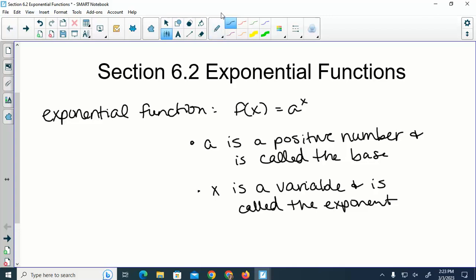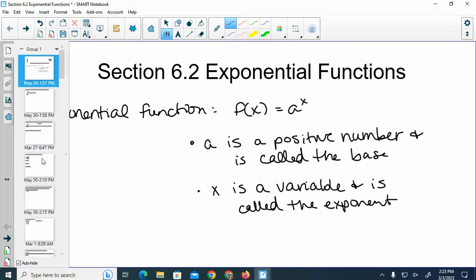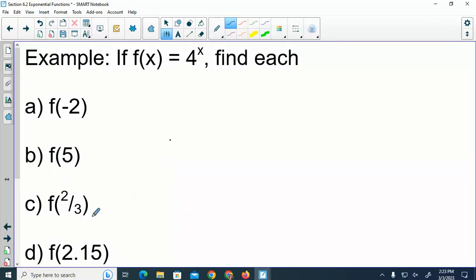So if I just asked you to evaluate a few exponentials, if my exponential function is 4 to the x, and I said f of negative 2, that means 4 to the negative 2 power. What does a negative exponent do? Puts it at the bottom. So it's 1 over 4 squared, 1/16. Then f of 5 means 4 to the 5th, 1,024.